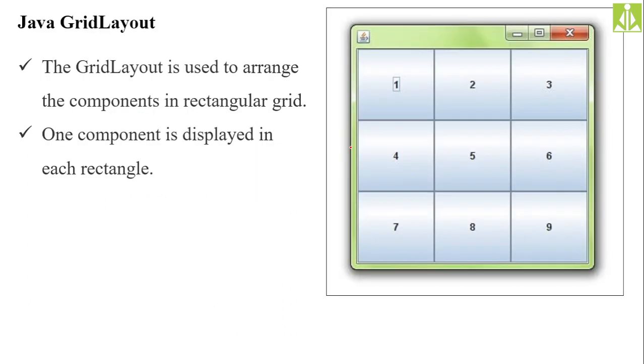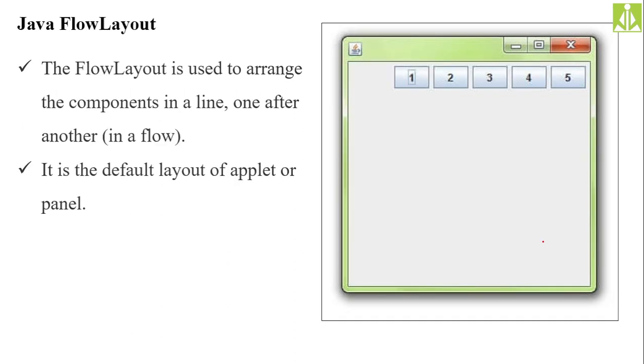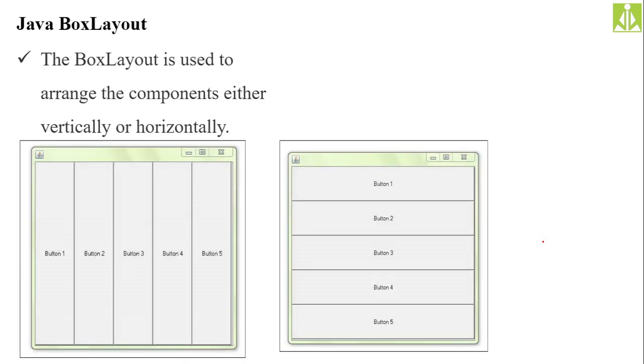Okay, then we have grid layout. It is also helpful in arranging the components in rectangular grids. So like this, in the form of grids, you will get all the components. For this also we have one associated program that we will discuss. Then we have the flow layout. It will arrange all the components in a line. Then box layout, you can arrange the components in horizontal boxes as well as vertical boxes, something I have shown over here. What is box layout, and horizontally means how and vertically means how.